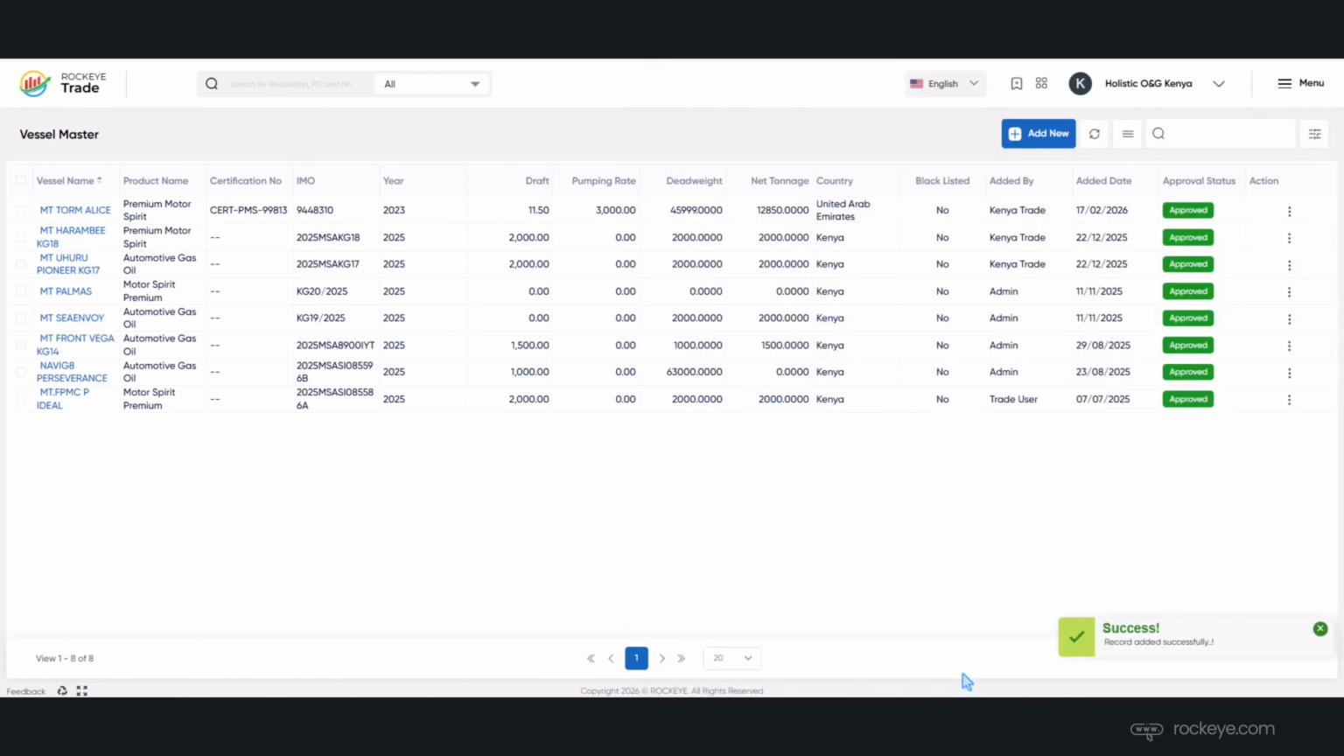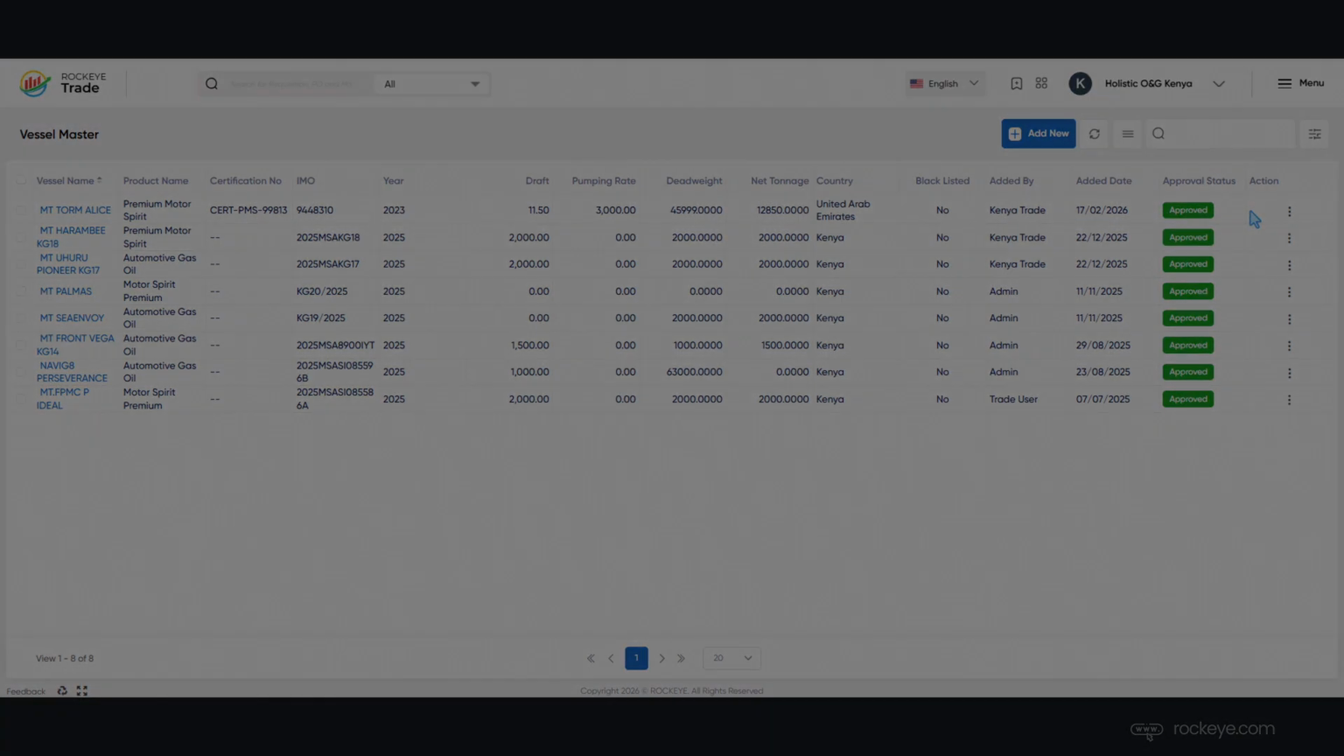Submitting the record commits the technical specifications to the master database for future transactions. Maintaining a centralized vessel master ensures compliance, supports accurate trade transactions, and confirms approval status for operational use.